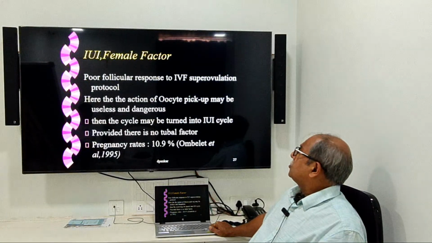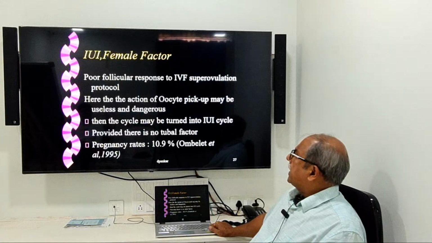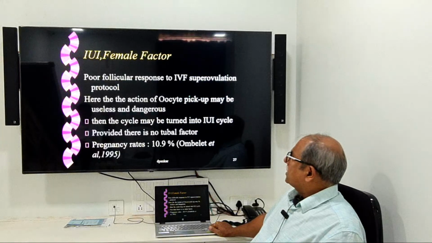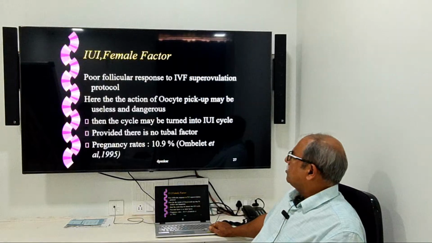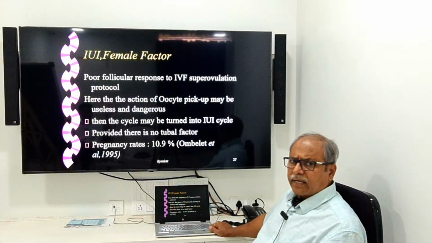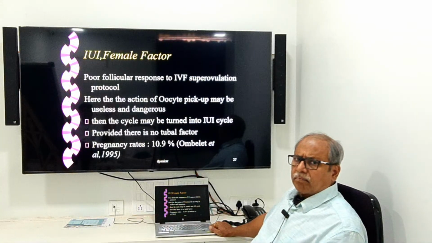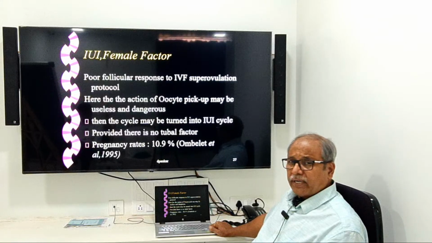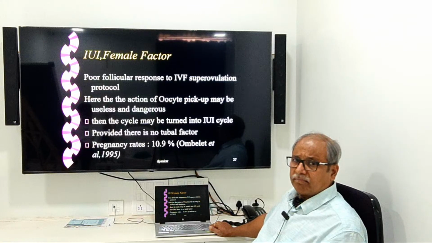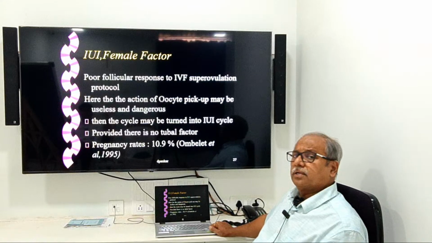Poor follicle response to IVF superovulation protocol: here oocyte pickup may be useless and dangerous, so the cycle may be turned into an IUI cycle. This is very rarely done nowadays in my center, but it is better that IUI be converted into IVF if there is hyperstimulation, which I will come to.